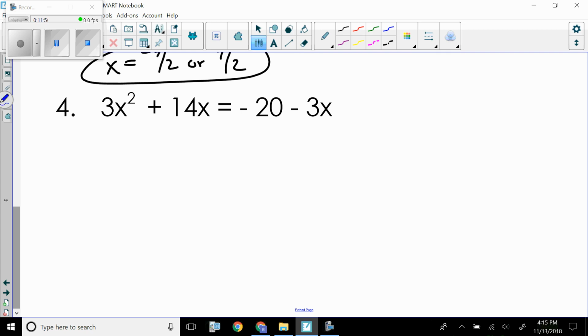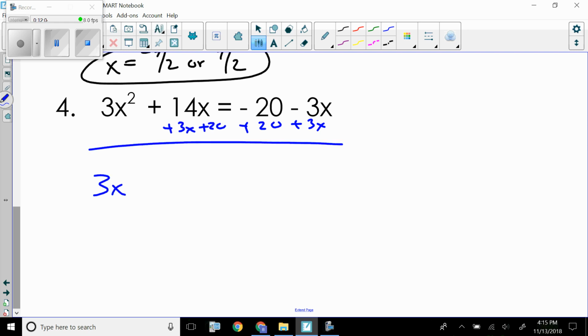Okay, well this time I'm not going to use all the cubes. Instead, I think I'll just use kind of some colors here. I need my 0 first, so I need to add 20 and add 3x. That's 3x squared plus 17x plus 20 equals 0.